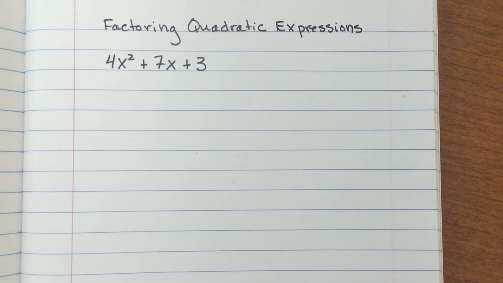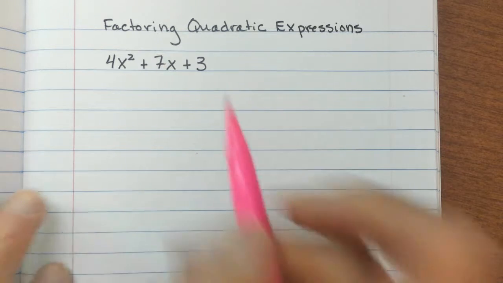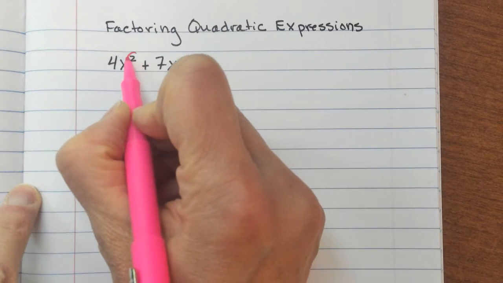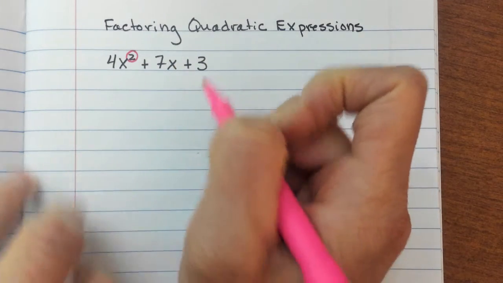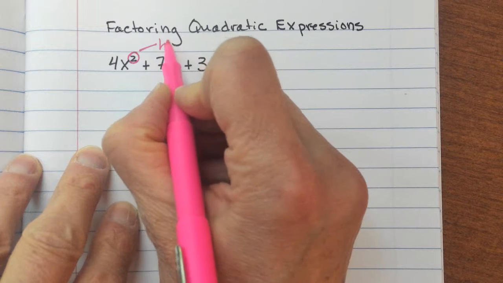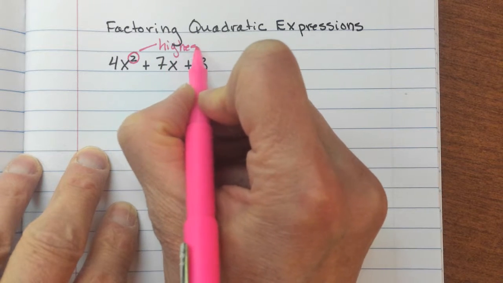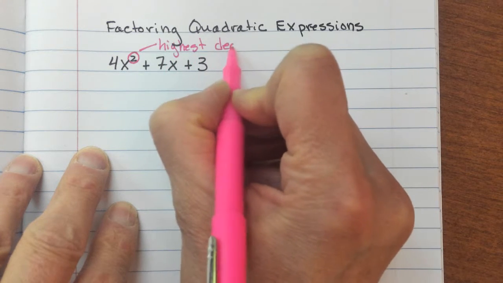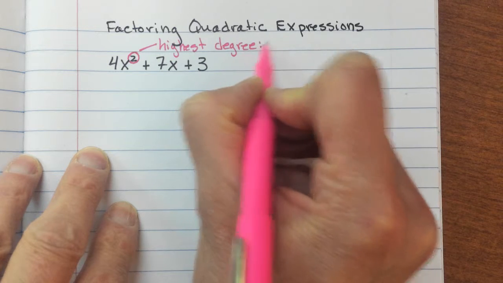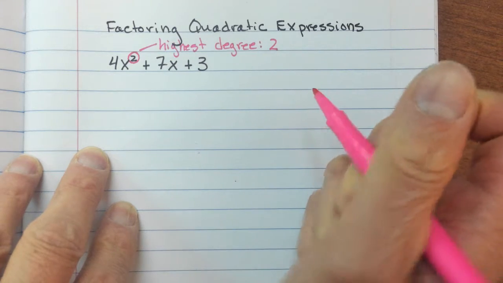We're going to factor this quadratic expression. So the first thing I want to make sure is, first of all, is it a quadratic? And it is, because here my highest degree is 2. So let's write that down. My highest degree is 2, which makes it a quadratic.